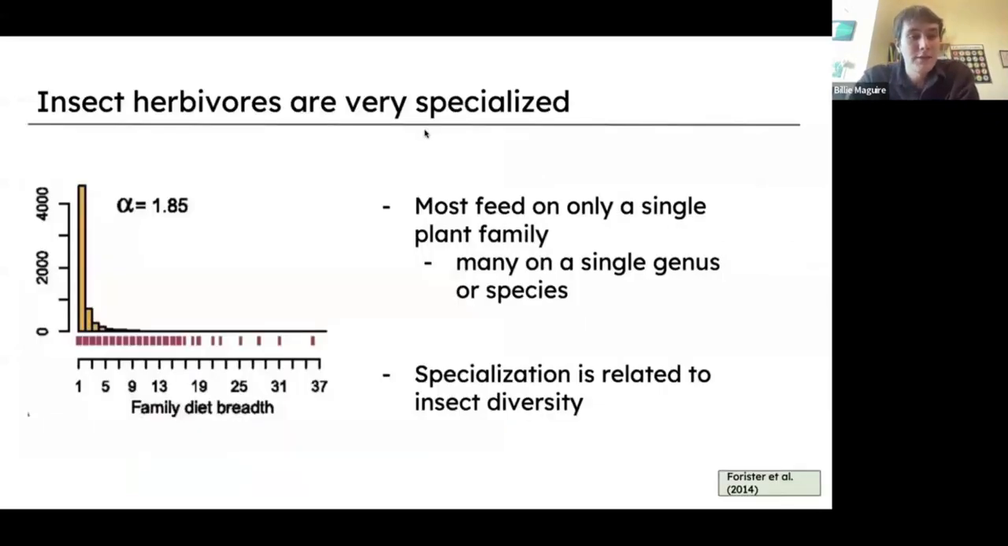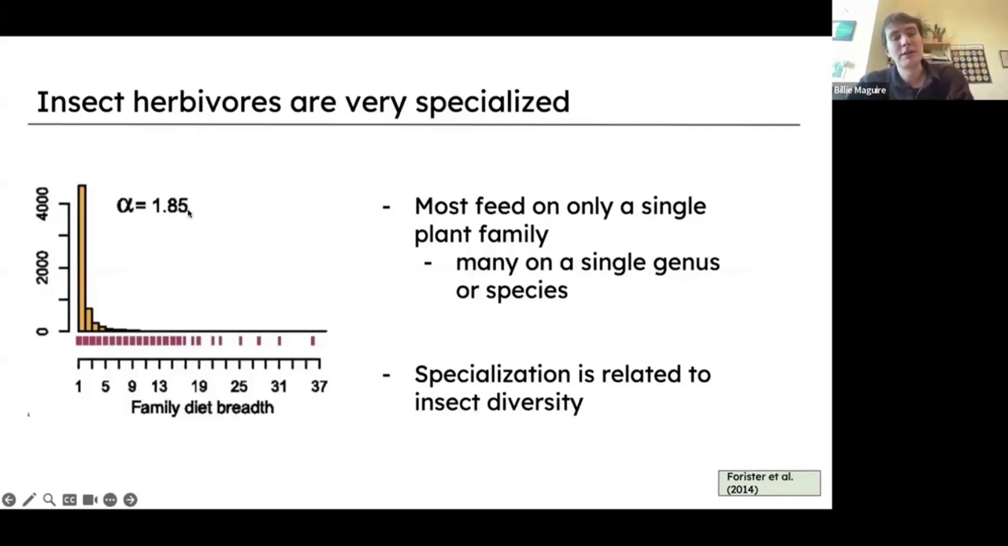And if you start studying insect diversity for long enough, one of the first things you'll notice is that most insects are herbivores. That represents over 470,000 species, and most insect herbivores are highly specialized. I've tried to illustrate that with the histogram that I borrowed from Forrester et al. Here. What this shows is that the vast majority of insect herbivores are feeding on only a single plant family. And then there's this very long, thin tail of highly generalized species. So there's many, many specialists and very few generalists.